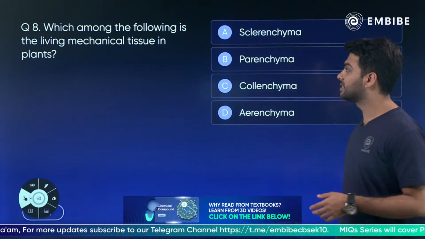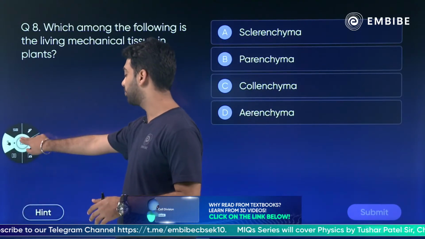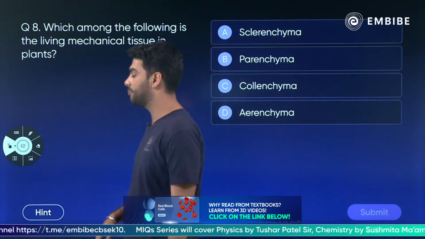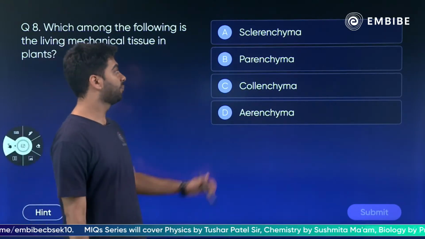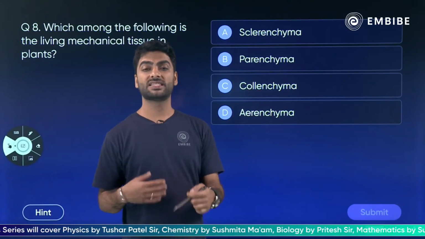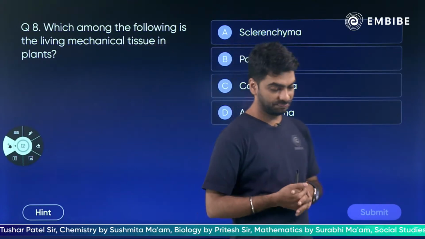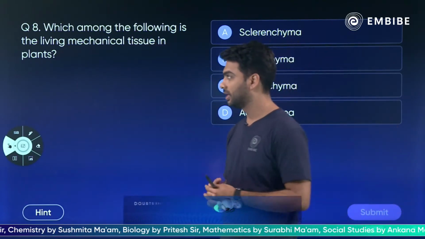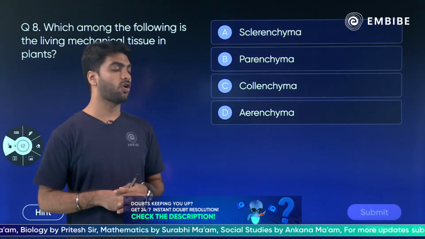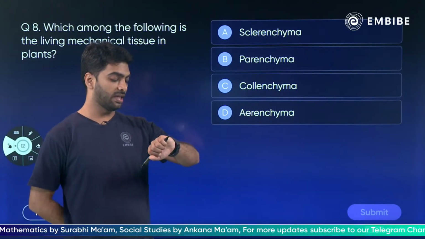The next question is: which among the following is the living mechanical tissue in plants? Which of these is living? The hint is they have a cell wall made of cellulose and pectin. So which of these are living? Sclerenchyma, parenchyma, collenchyma or aerenchyma? I told you this while answering. Mannat, living mechanical tissues. Aditya thinks it's collenchyma. I'll give you 30 seconds.